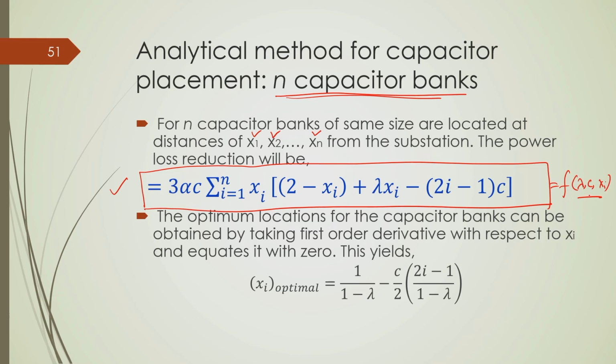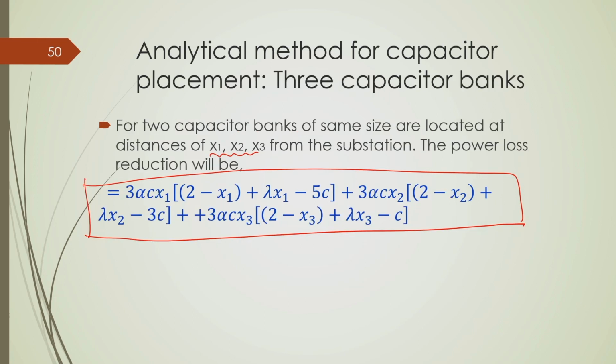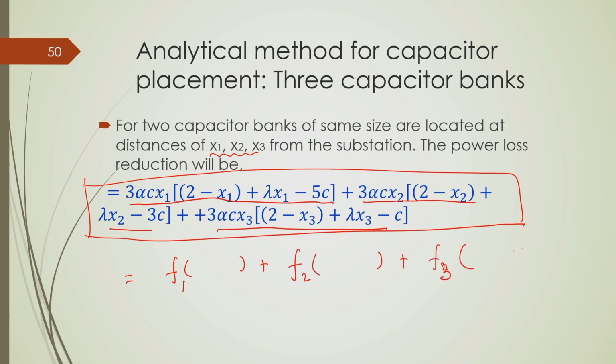Now, one thing you can observe from these characteristics is that this loss reduction expression has some components. One is this component, another is this component, another is this component. If we write them as f1, f2 and f3, then you can see this component is a function of x1 only.